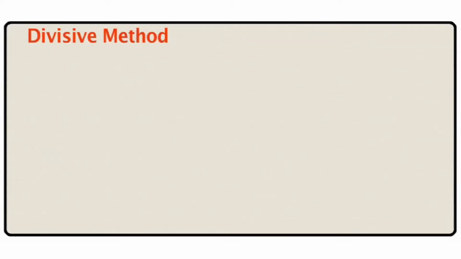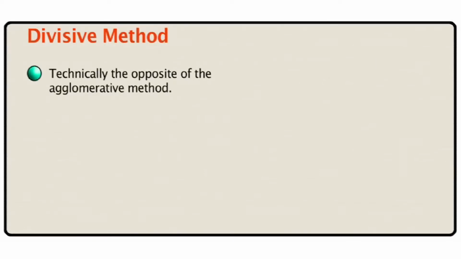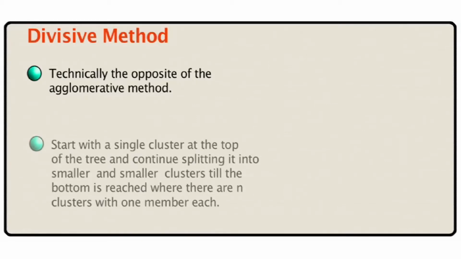In the divisive method, we do it just in the opposite way. So it's technically the opposite of the agglomerative method, where we start with a single cluster at the top of the tree and continue splitting it into smaller and smaller clusters till the bottom is reached, where there are n clusters with a single member each. Let's look at an example. Suppose this is the top of the tree, and suppose there are 7 individuals in this cluster. So all of the 7 individuals are clustered together at this top of the tree here.